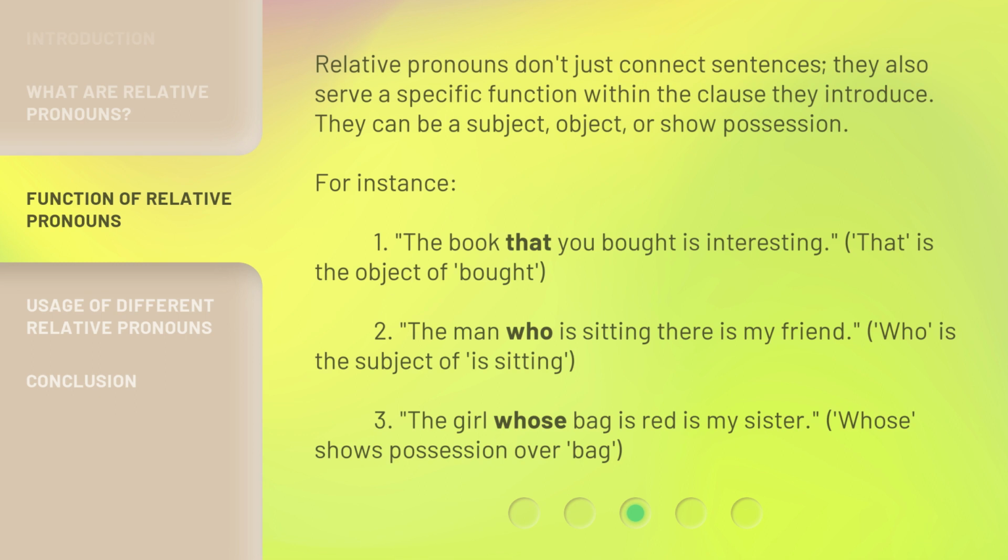2. The man who is sitting there is my friend. Who is the subject of is sitting. 3. The girl whose bag is red is my sister. Whose shows possession over bag.